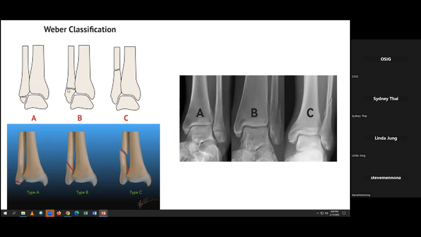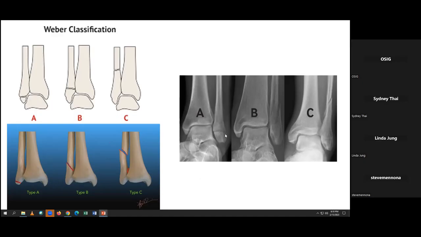Your Weber B is at the level of syndesmosis. And that gets a little bit trickier because that one can be unstable or it can be stable too. And there's some ways to discern that. And then your Weber C is suprasyndesmotic. So it's way above the syndesmosis. And that has the highest likelihood of having a syndesmotic injury because your interosseous ligament that goes between your tibia and your fibula is usually injured with that.